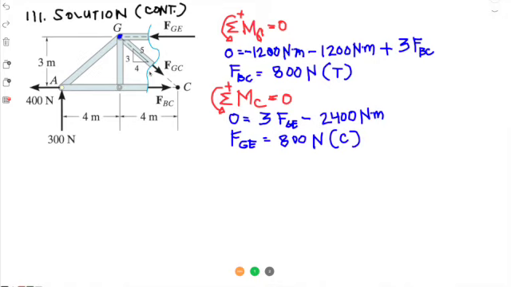Only one force is remaining, and that is FGC. So what do we have in FGC? We can actually do either a summation forces X or a summation forces Y. So let's do a summation forces Y, since there are only two forces involved, the Y component of FGC and the 300 Newton force here. So let's do that, and right here summation forces in the Y direction.